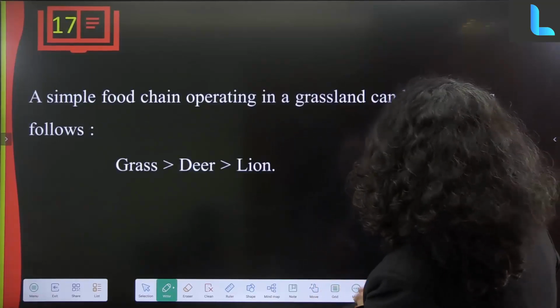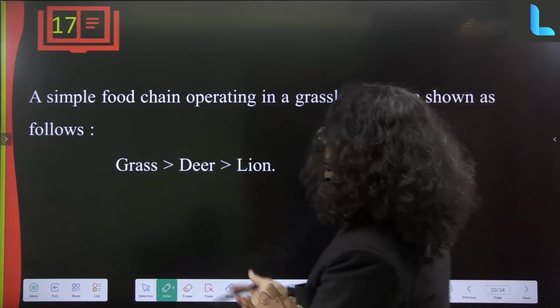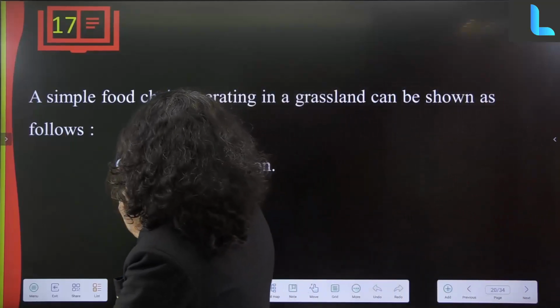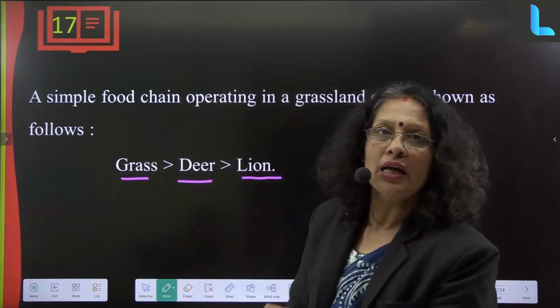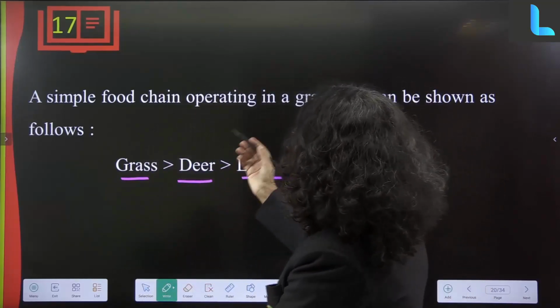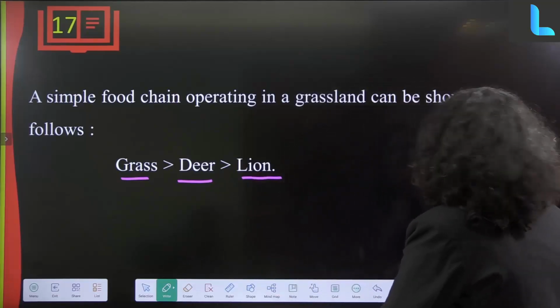Like a simple food chain operating in grassland can be shown. Grass prepares food by photosynthesis. Now grass can be eaten by deer and the deer will be eaten by lion, like that. So it is a simple food chain which is operating in a grassland.